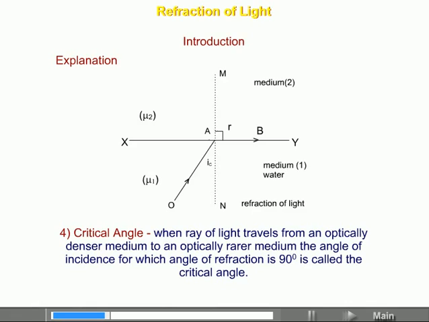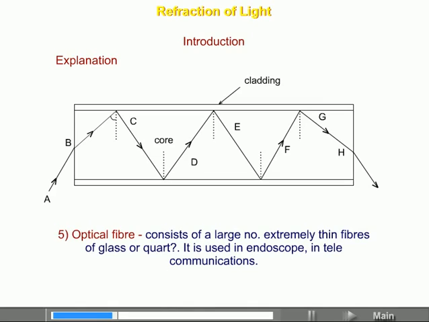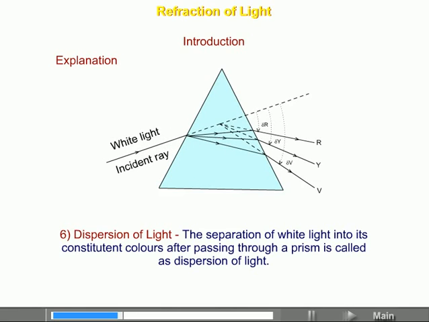Critical angle. When a ray of light travels from an optically denser medium to an optically rarer medium, the angle of incidence for which the angle of refraction is 90 degrees is called the critical angle. Optical fiber consists of a large number of extremely thin fibers of glass or quartz. It is used in endoscope and in telecommunications. Dispersion of light. The separation of white light into its constituent colors after passing through a prism is called dispersion of light.